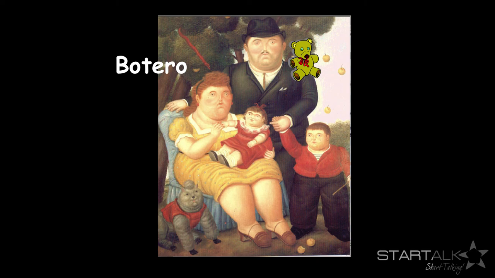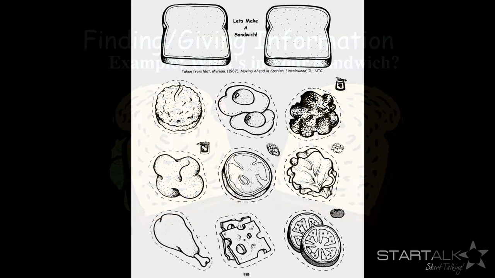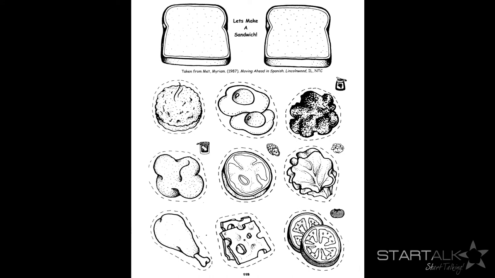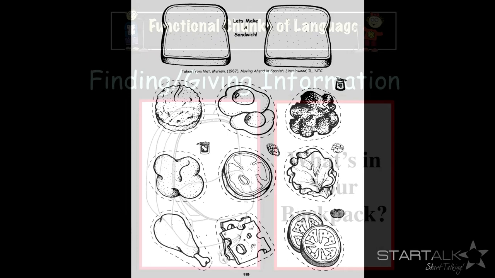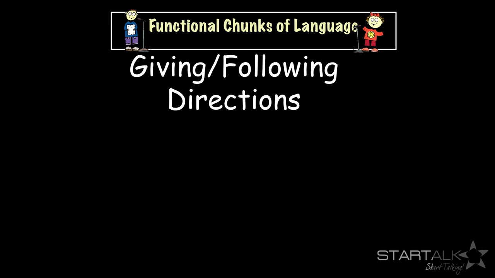Okay, so the other thing that you have on your table is what's in your sandwich. And it's just simply an envelope, and I'll hold it up and show you. It has these pictures cut out, and each partner makes a secret sandwich, and they have to interview each other. Lots and lots of language there, and it can be used many, many times. So let's just remind ourselves that partner activities are a powerful way of adding functional chunks of language. That's our last functional chunk that we're looking at.